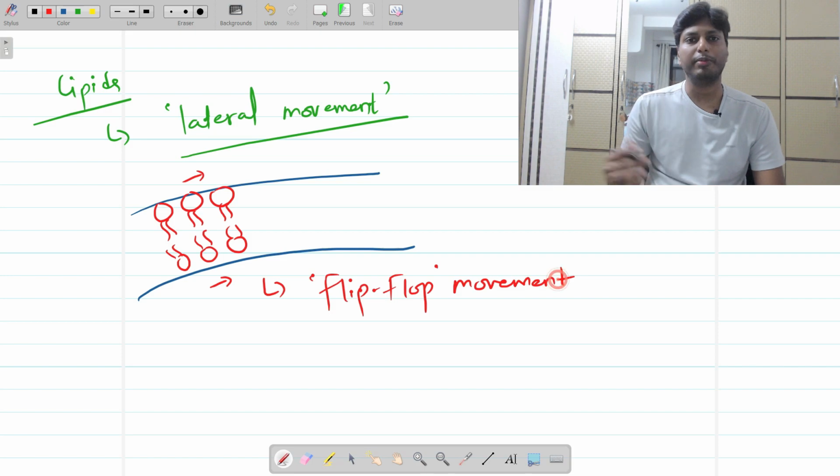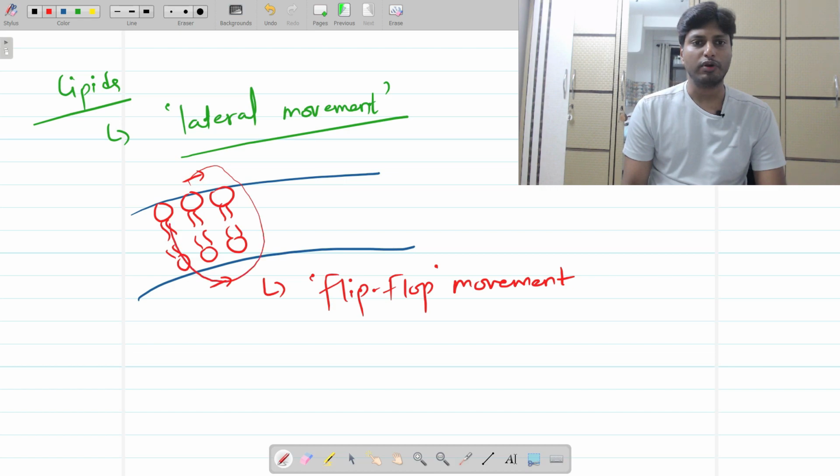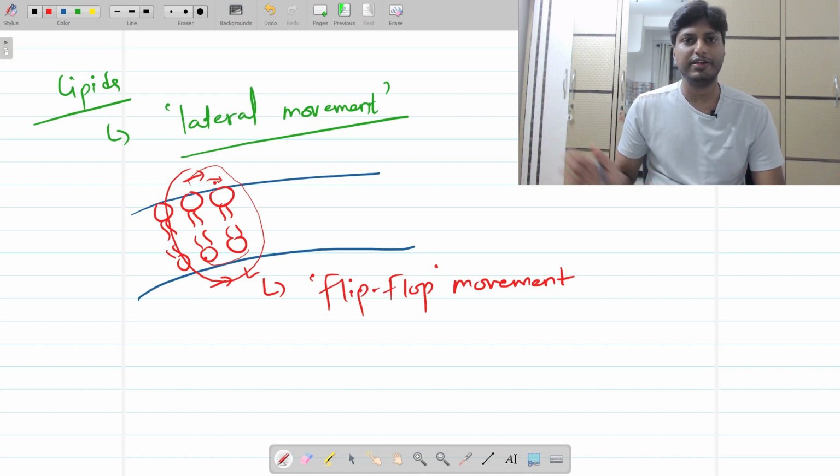Flip-flop movement is the one in which these lipid molecules move from one side to the other in a circular manner, meaning these two lipid molecules are going to come to this position and these two lipid molecules are going to go to this position. So this will be a kind of flip-flop movement. But when it comes to lateral movement, generally the lipid molecules are going to move in the sideways direction.